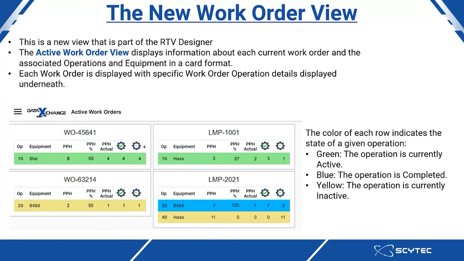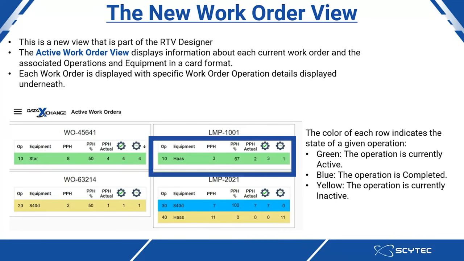Each work order is displayed with a specific work order operation detail displayed underneath it for this new active work order view. And the color of each row indicates the state of a given operation. So green means the operation is currently active. If you look in that image over there in the left-hand corner for the work order LMP 1001, we have a Haas machine that currently has 3 parts per hour that is dictated.